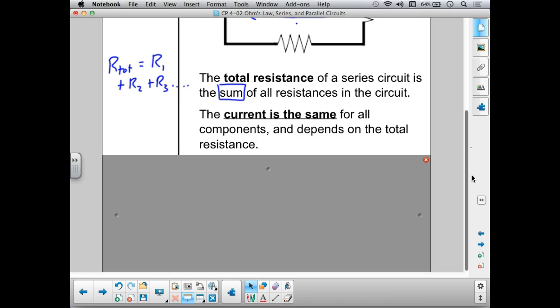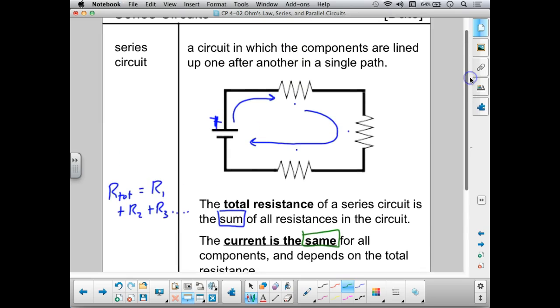The current is the same for all components and depends on the total resistance. So the reason the current is the same is because there is only one path for current to take. If we look back up at a series circuit, there's only one road for current to go from positive to negative. It's got to go through this wire, through the resistor, then through this resistor, then through this resistor, and back over to the negative side of the battery. There's no choice. The current has no other way to go.